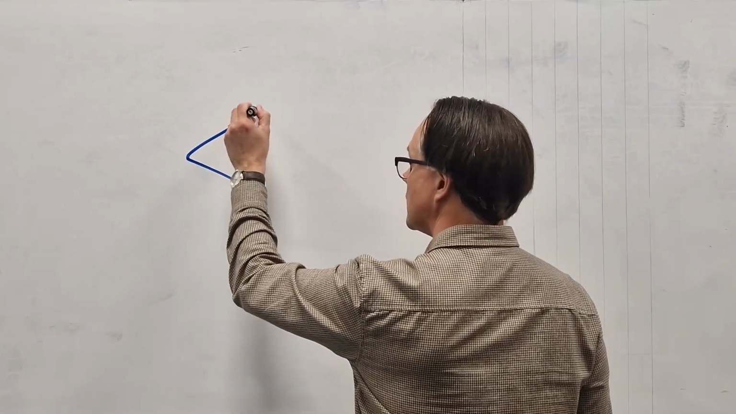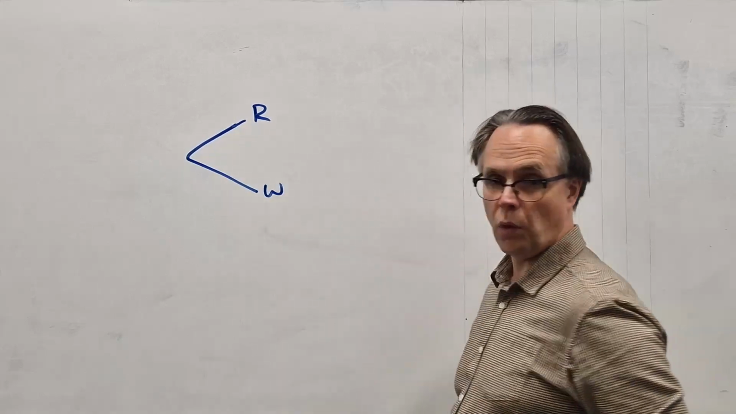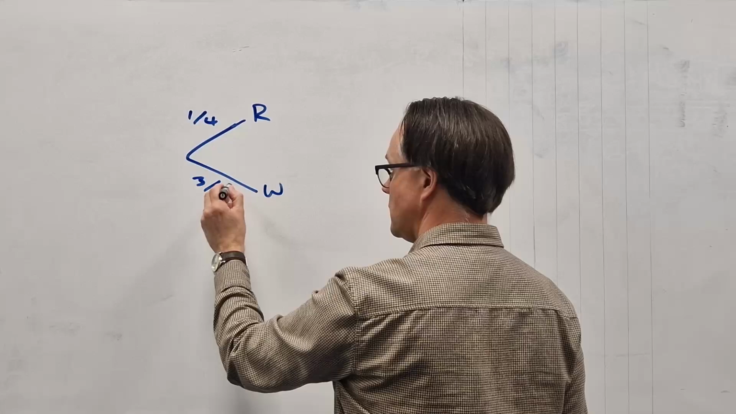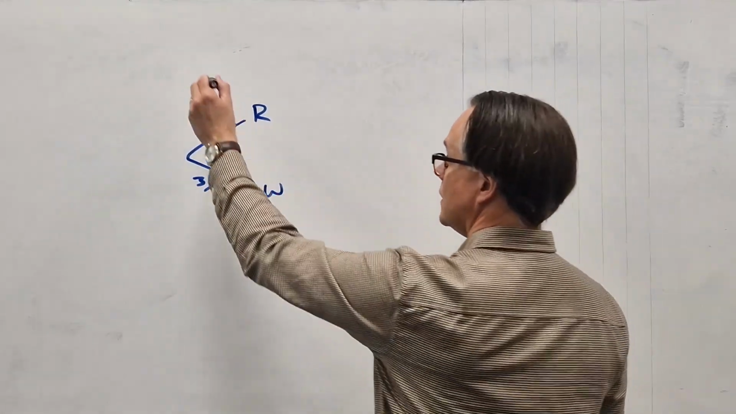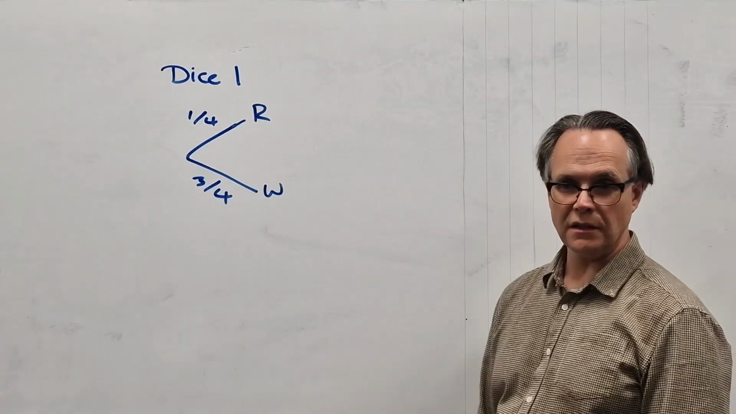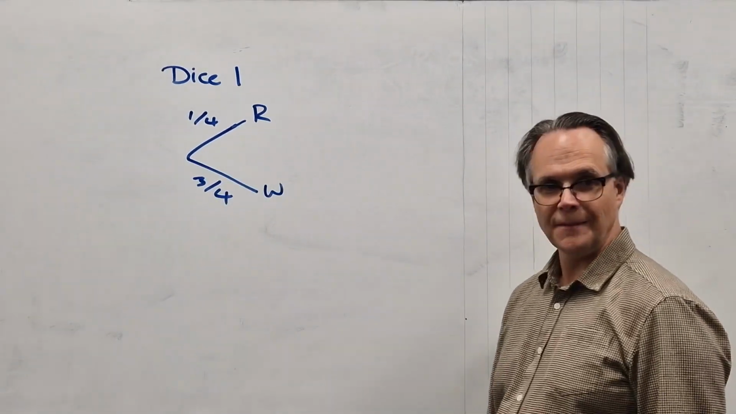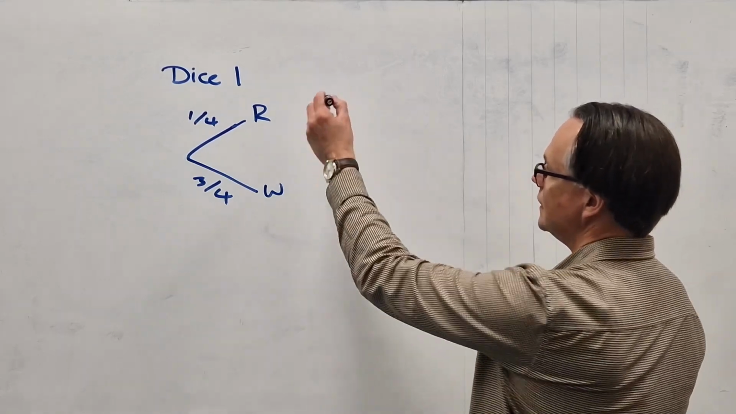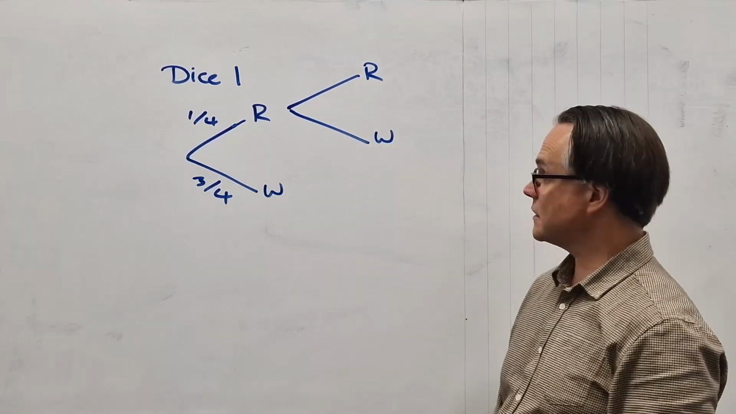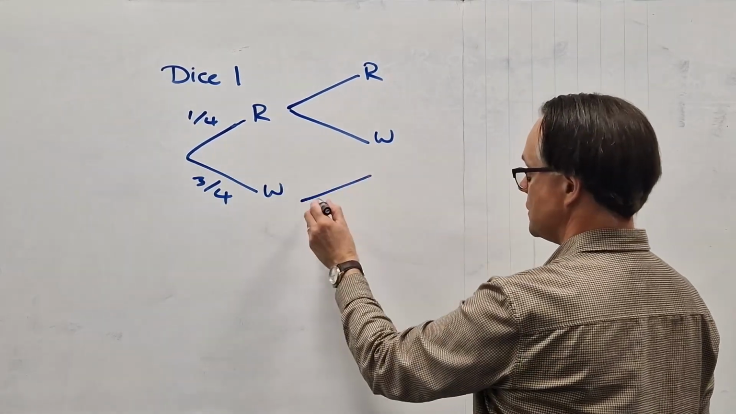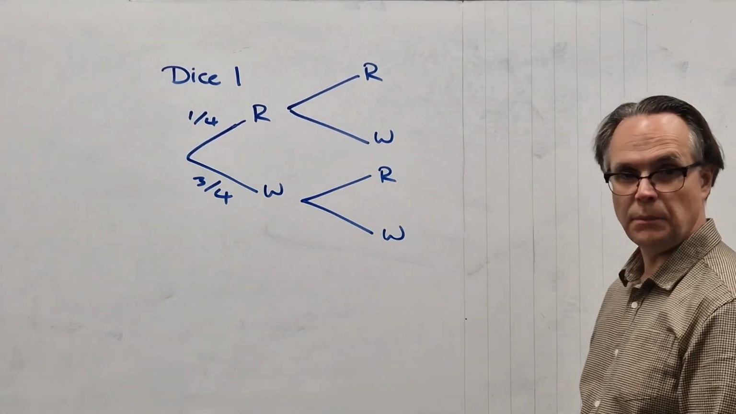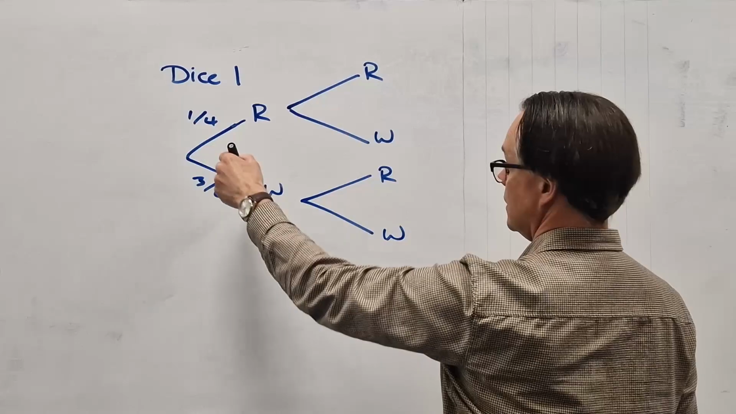So the first dice can land on red or white. The probability of it landing on red is 1/4, and the probability of it landing on white is 3/4. That's the first dice. Now we're going to assume that the 2 dice are independent just to make the maths easier. And so the second dice can also land on red or white, or if the first dice landed on white, it can still land on red or white. Okay, so because they're independent, we have the same probabilities as here.